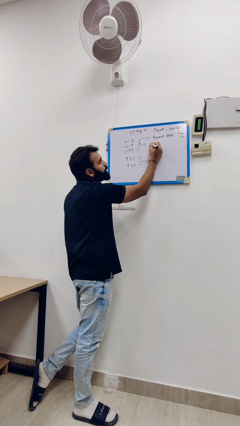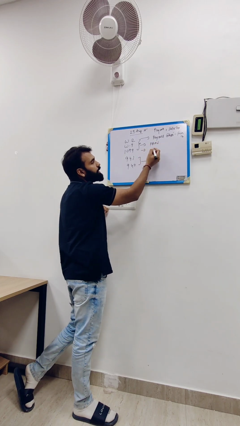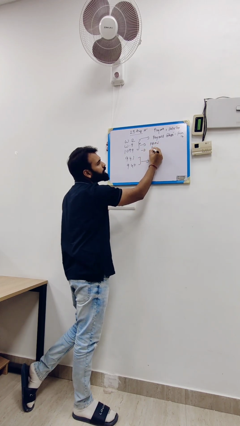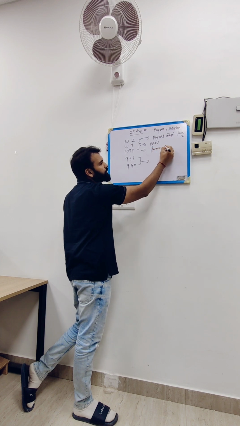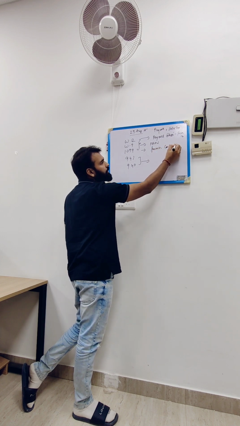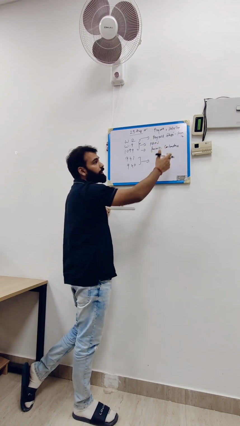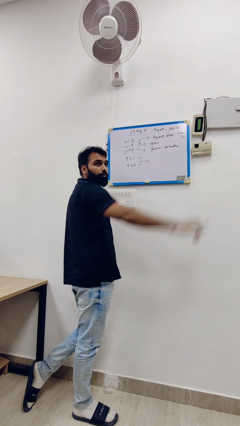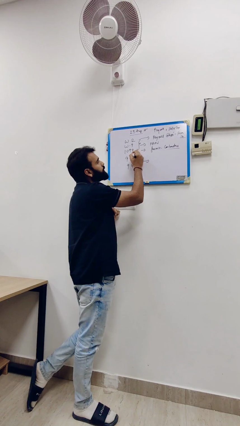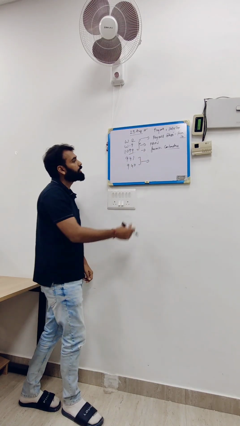W9 form is equivalent to PAN card. 1099 form is actually again form 16 but for the contractors. So in India, we have two different forms. We issue form 16 for the employees as well as for the contractors, for which we issue 1099 in US.